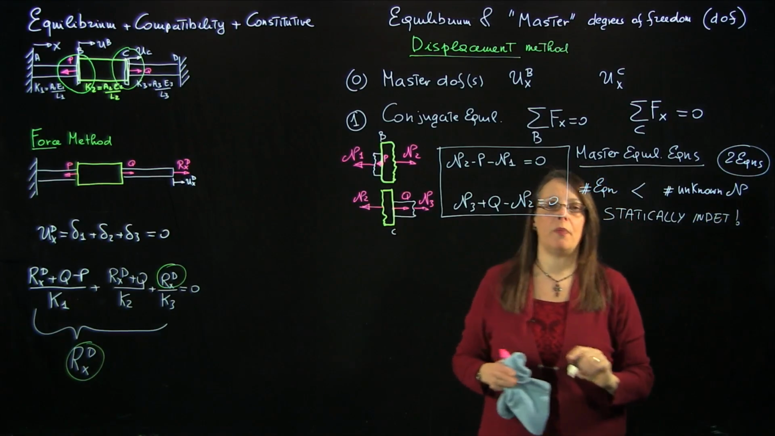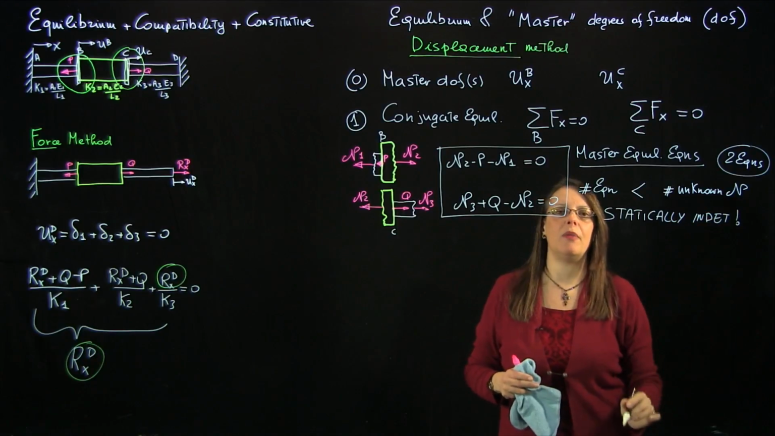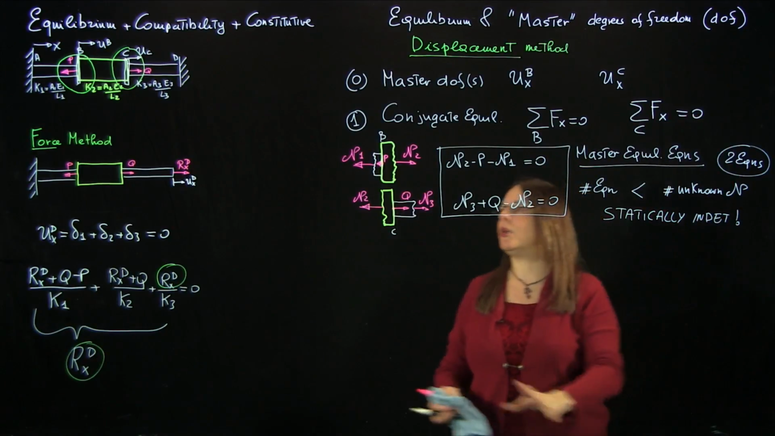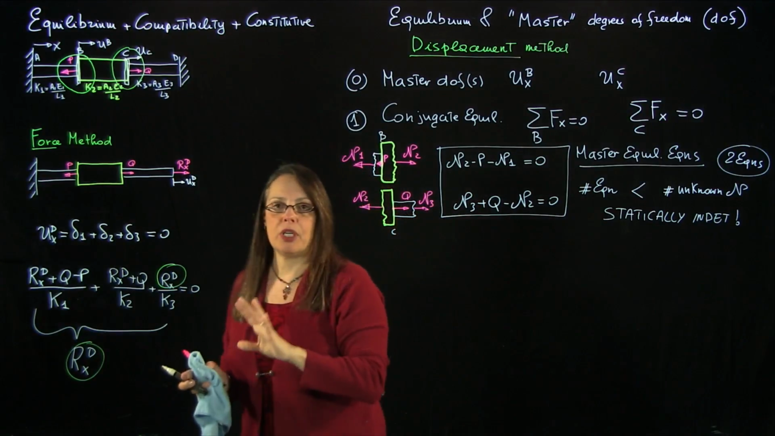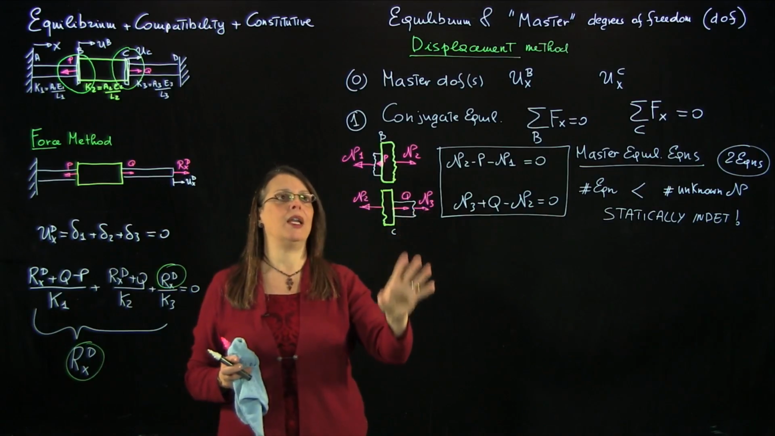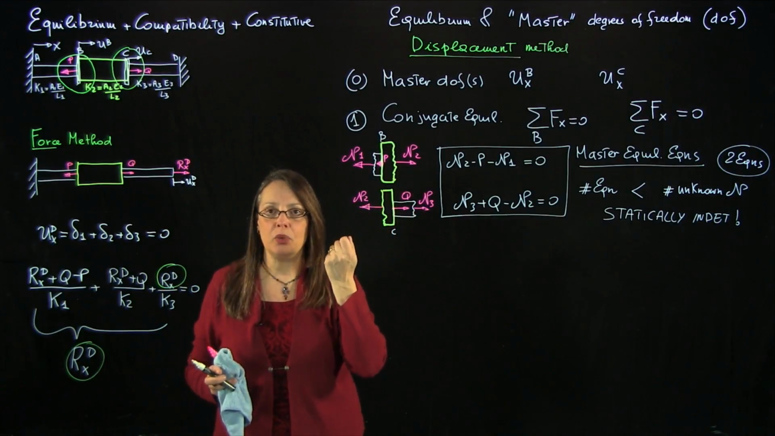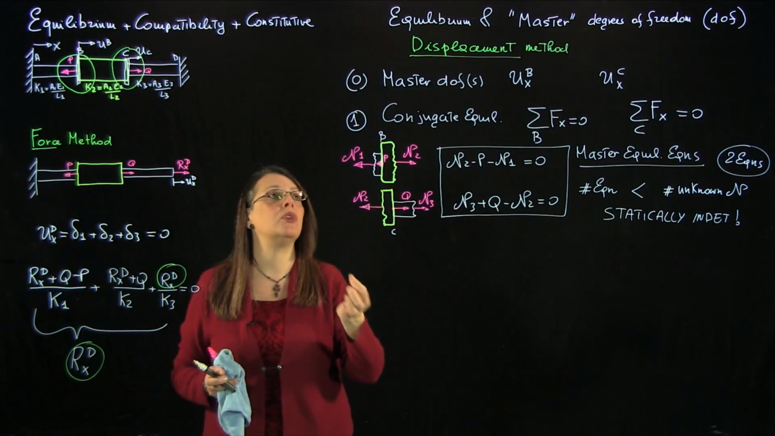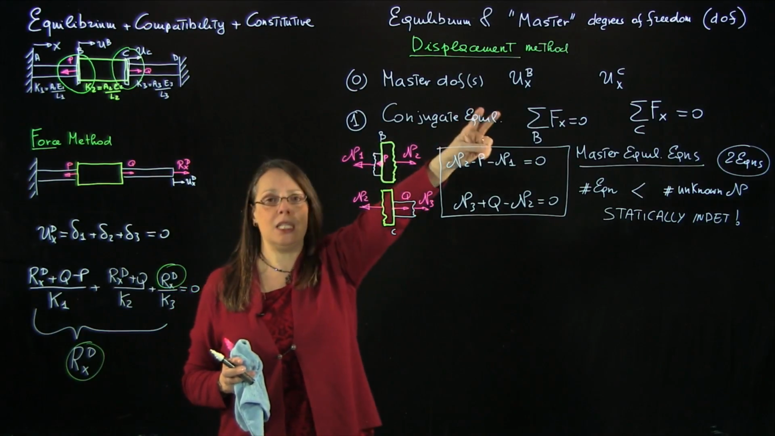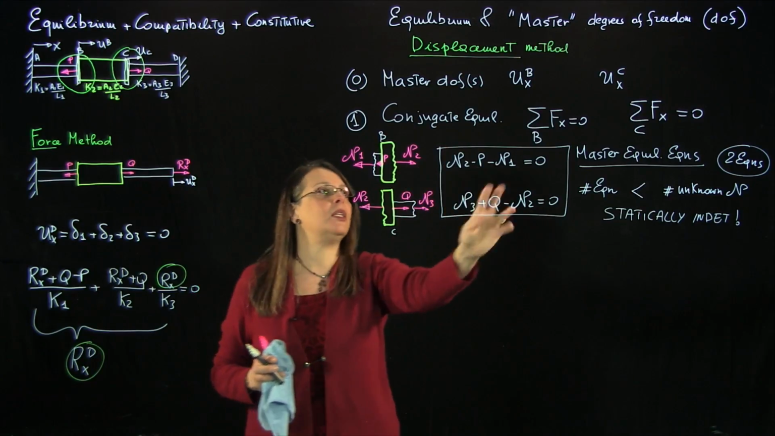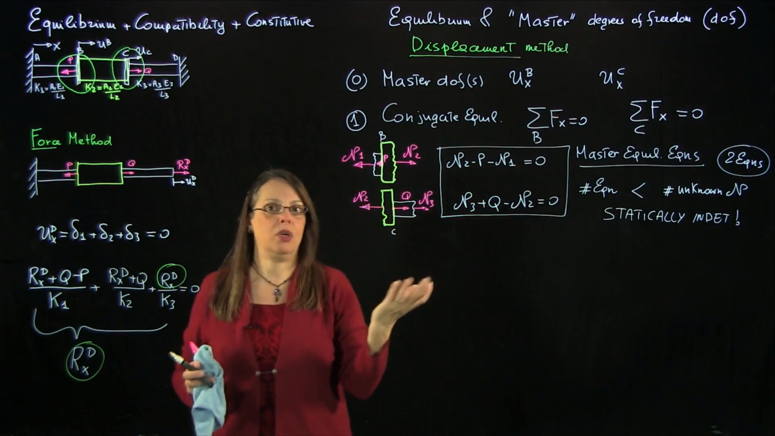Now, the beauty of this approach is that once you find that the problem is statically indeterminate, you don't need to scrap all of this and start again using the force method. Once you have done this, you say, okay, that's fine. It just means that I have to write this equilibrium equation in terms of my master unknowns, which are the displacements UB and UC. Because you have two equations, and if you can write them in terms of these two unknowns, you can solve the system.